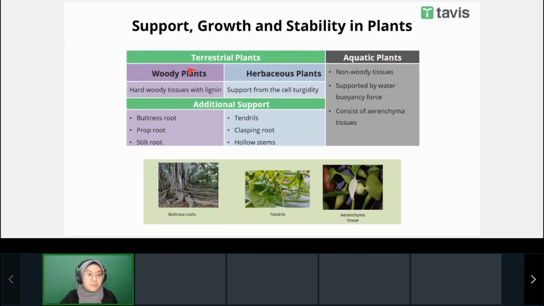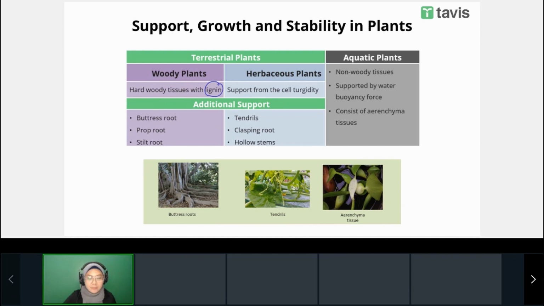For the terrestrial plants, one category is woody plants. They have wood. While the plants that don't have wood, we call herbaceous plants. Okay, a plant that has wood has hardy wood tissues with lignin. What makes it hard? Lignin over here.